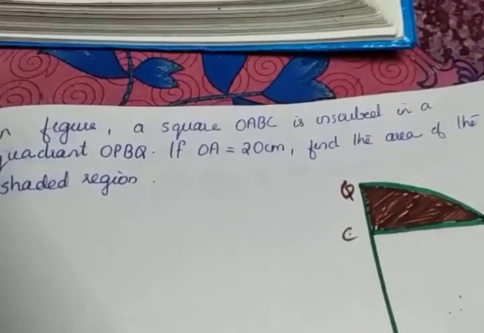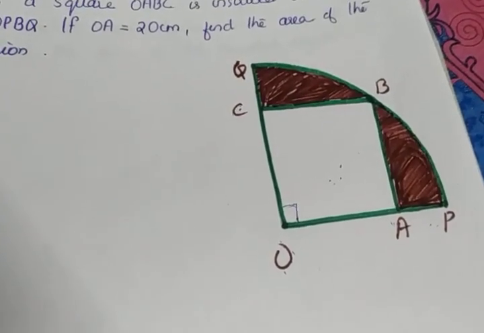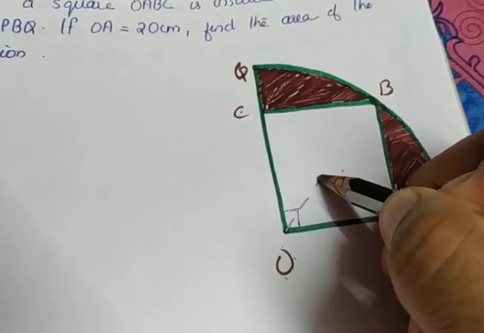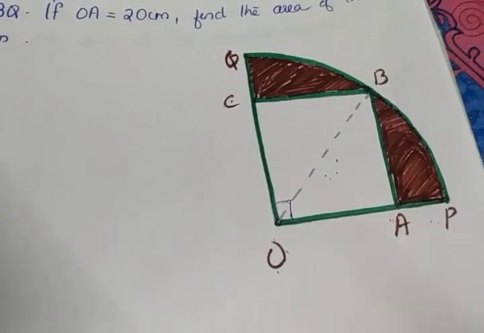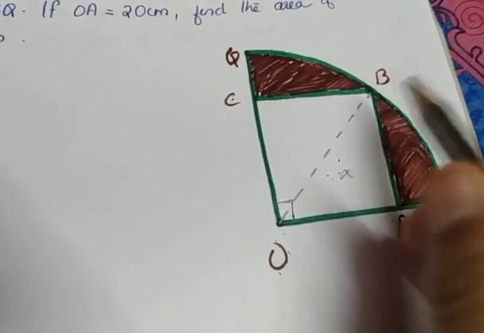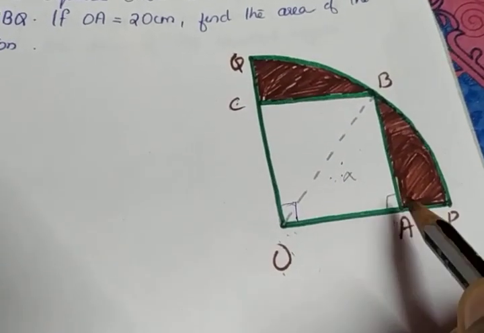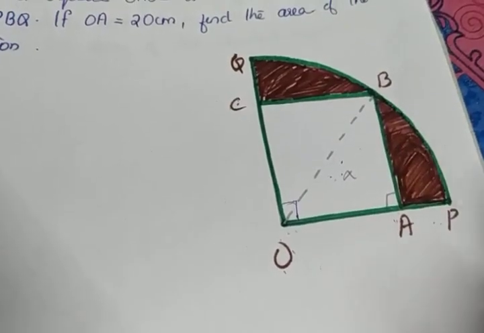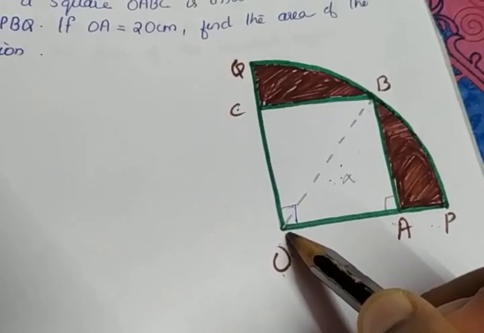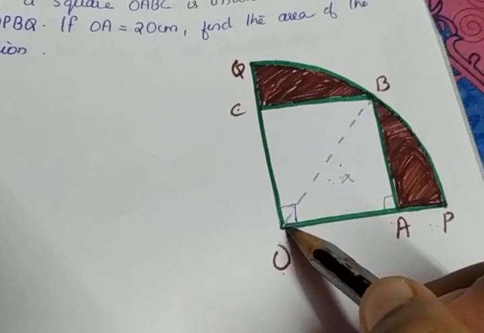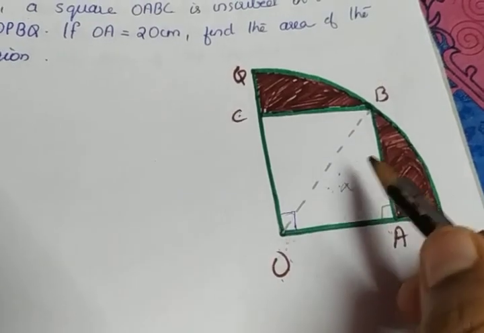Is it given? No. B is also a point on the circle, isn't it? So if I join OB, what is this OB? O is the center, B is a point on the circle. So OB will be the radius. Considering this triangle OAB, it's a right triangle in which OA is 20, the side of a square, and AB is also 20, the side of the square. Can't you find OB? OB will be the diagonal of the square. Same way, in the triangle, it will be the hypotenuse. More than that, it will be the radius of the circle, or radius of the quadrant. That is what we require.